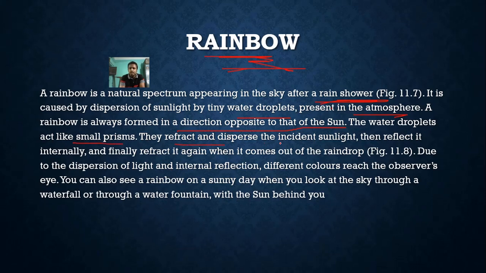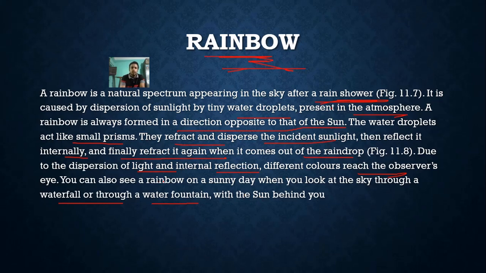They refract and disperse the incident sunlight. They reflect it internally and finally refract it again when it comes out of the raindrop. Due to the dispersion of light and internal reflection, different colors reach the observer's eye. You can see a rainbow on a sunny day when you look at the sky through a waterfall or through a fountain when the sun is behind you.